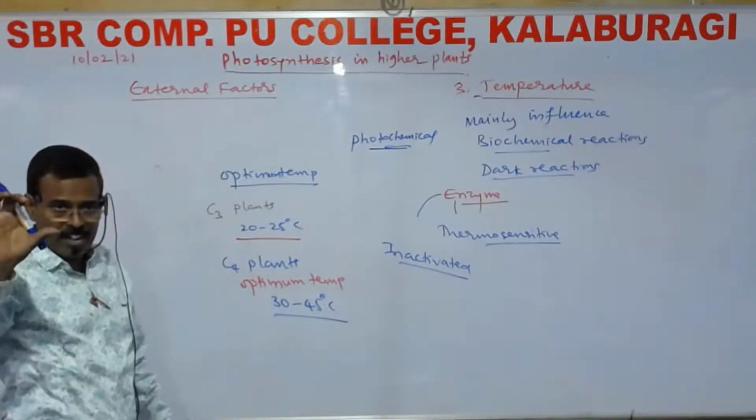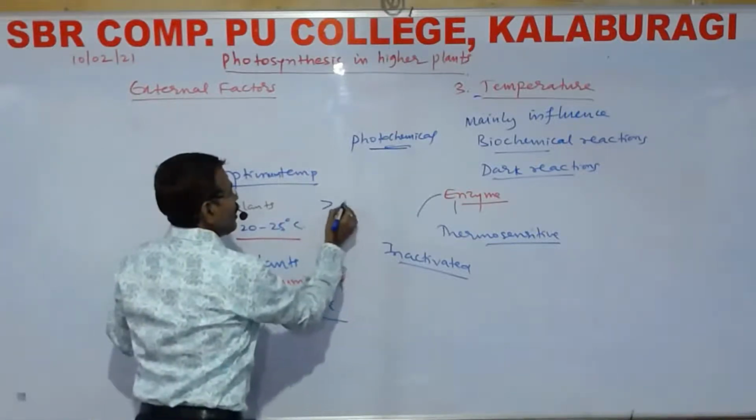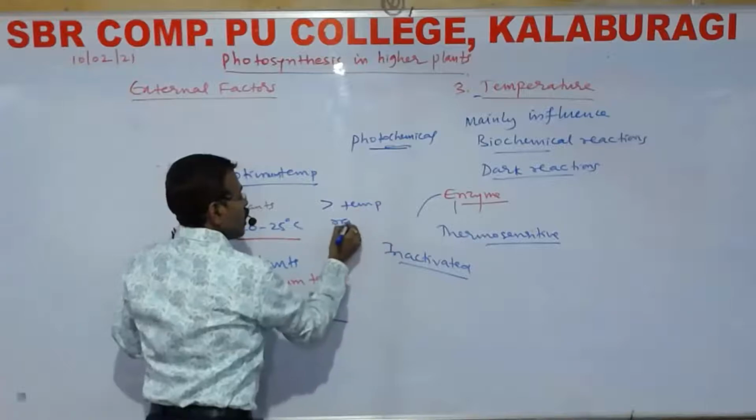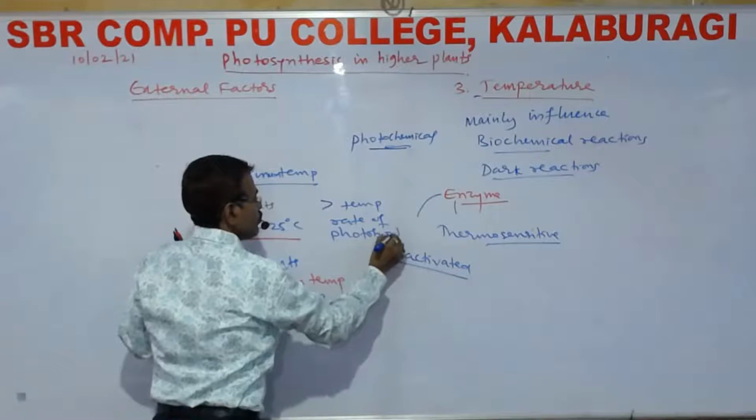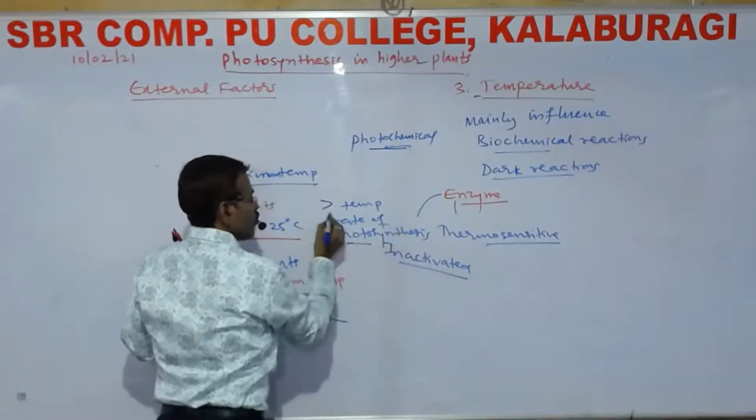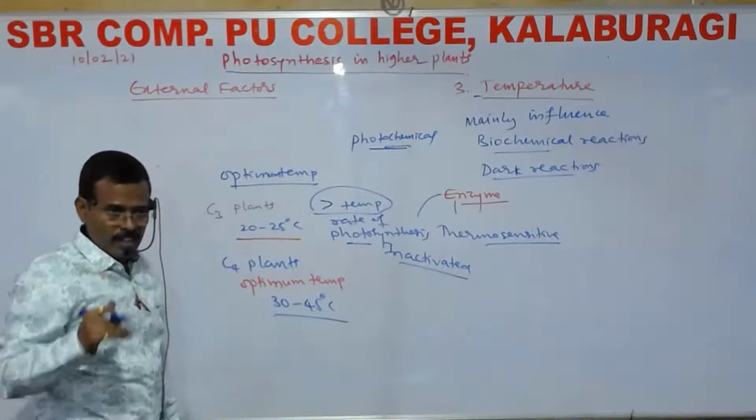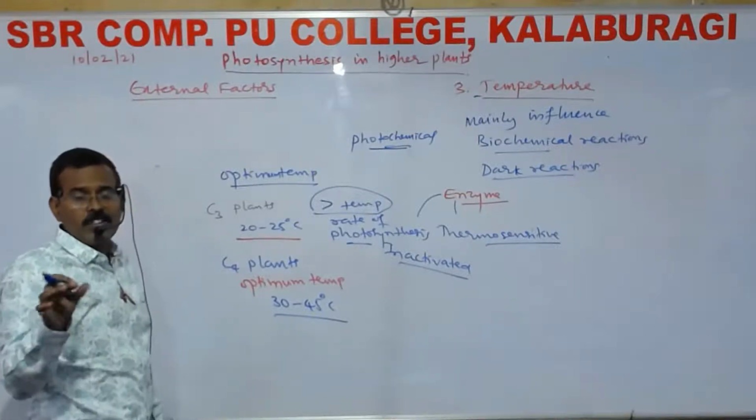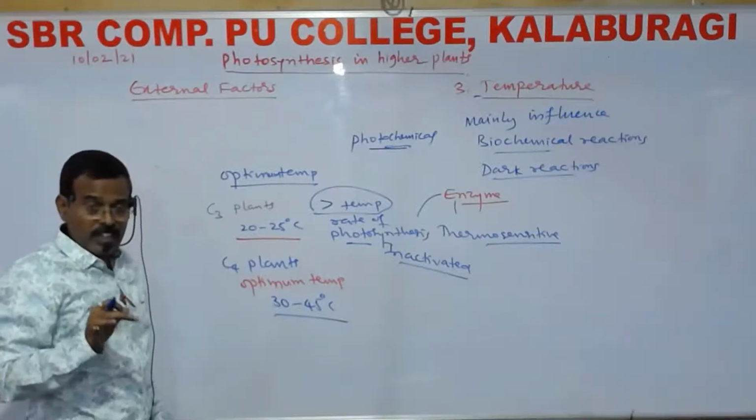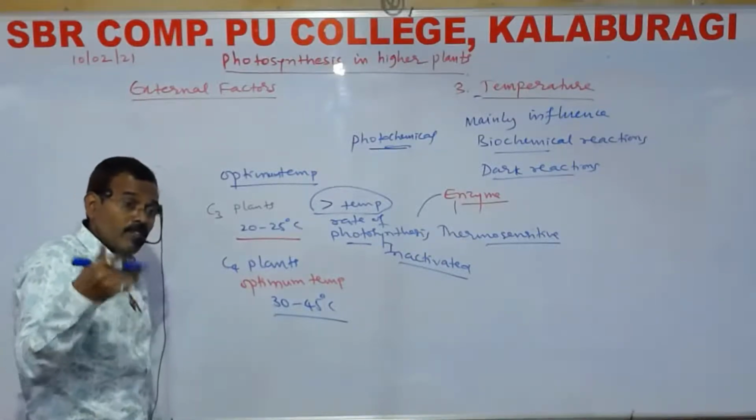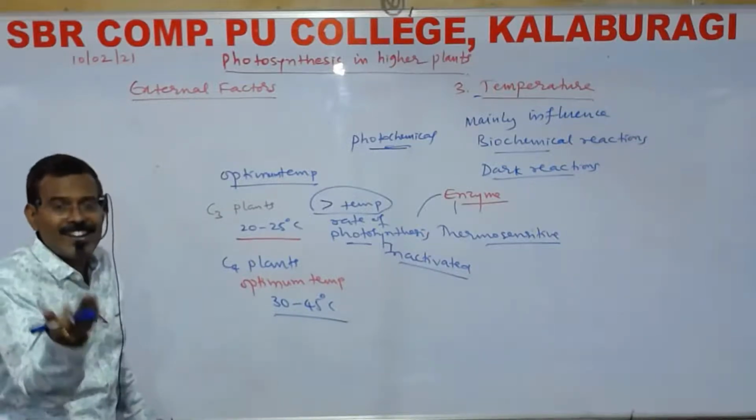Range will be there, limited range will be there. Up to that, in C3 plants also, with the increase in temperature, rate of photosynthesis will increase. That we should remember. Rate of photosynthesis will increase with increase in temperature, but up to a certain range. In C3 plants, it is usually up to 35 degrees centigrade. In C4 plants, up to 40-45 degrees centigrade, these can perform photosynthesis even at a higher rate.